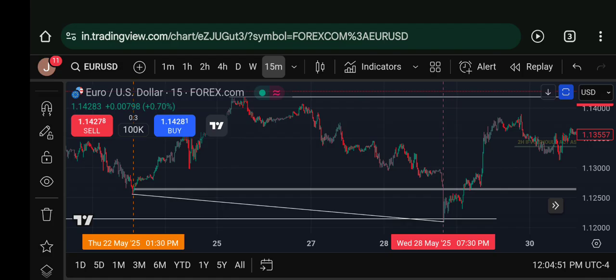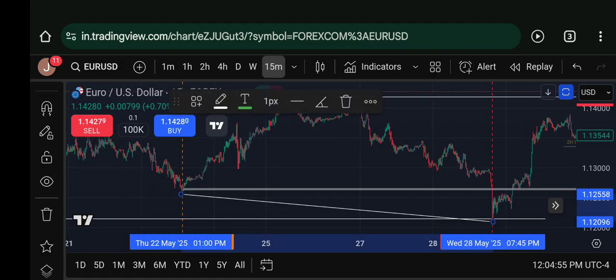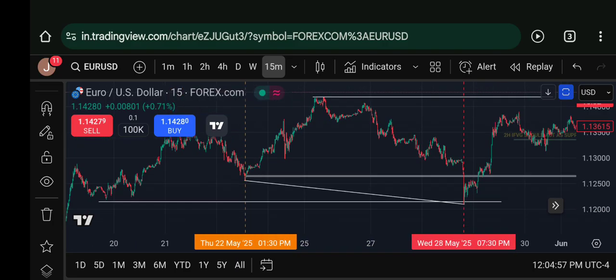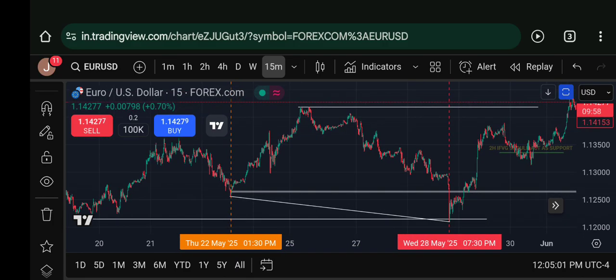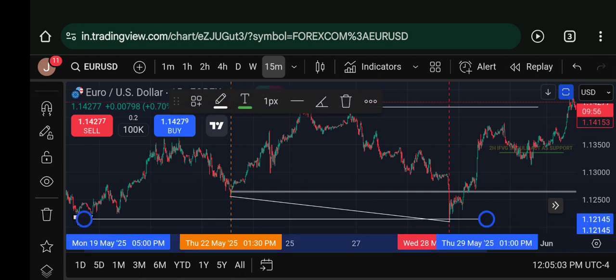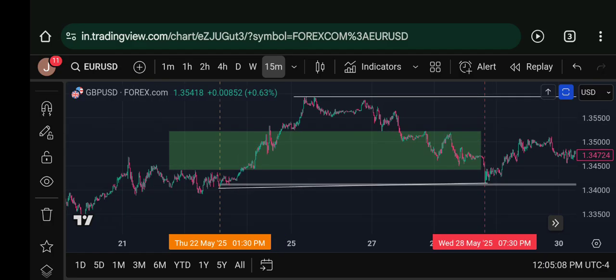Then why did I enter this trade? Price disrespects this bullish fair value gap and made a liquidity sweep here. So if the higher time frame bias, that is weekly and 4-hour, is bullish, where will the price move? If sell side liquidity is swept, it will definitely move to buy side liquidity. I put a vertical line here.